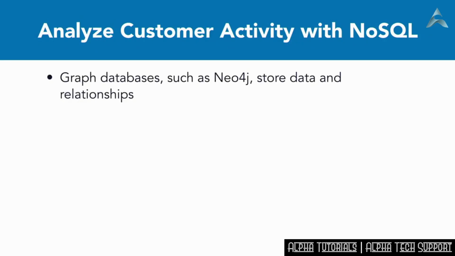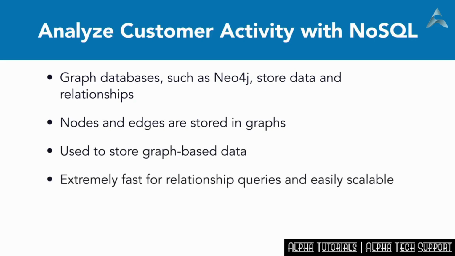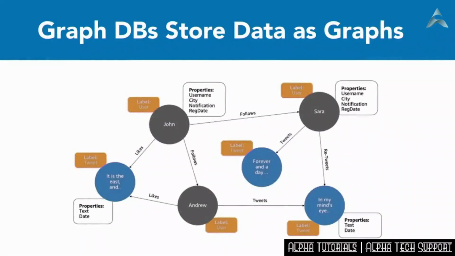We're going to look at graph databases, such as Neo4j, that store data and, importantly, the relationships between the data items. This is defined as nodes and edges that are stored in graphs. However, there's more than one format, as we'll see. And these graph databases are used to store graph-based data. And as with all other NoSQL types of databases, they're extremely fast for relationship queries and easily scalable, but by default, they're not transactionally consistent.